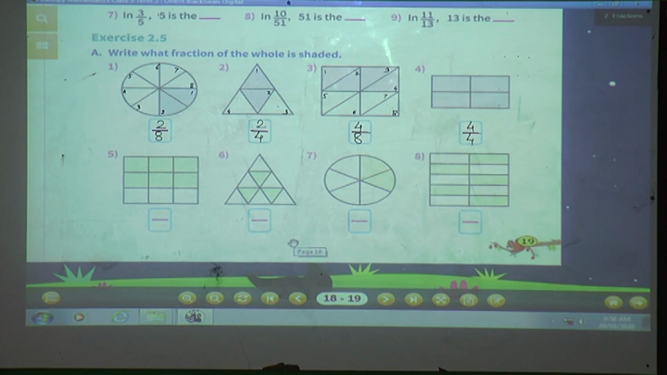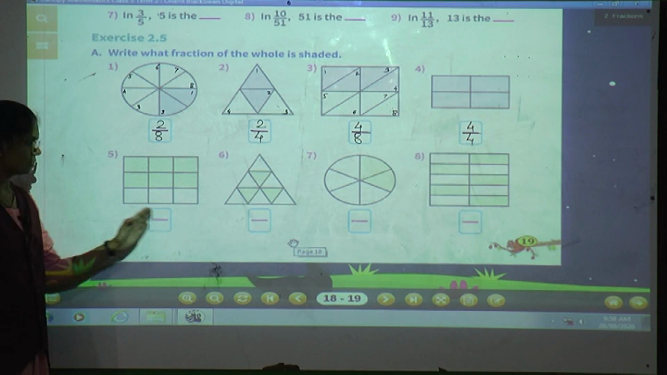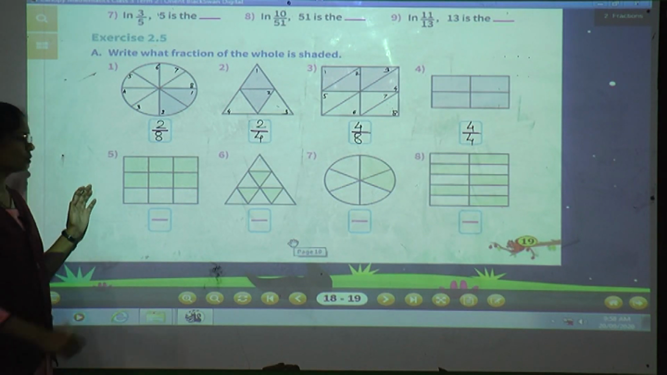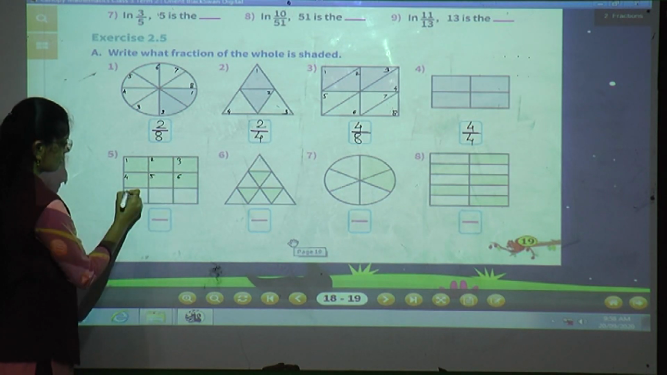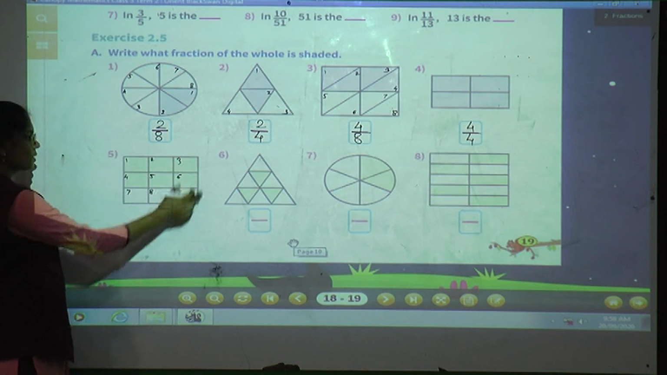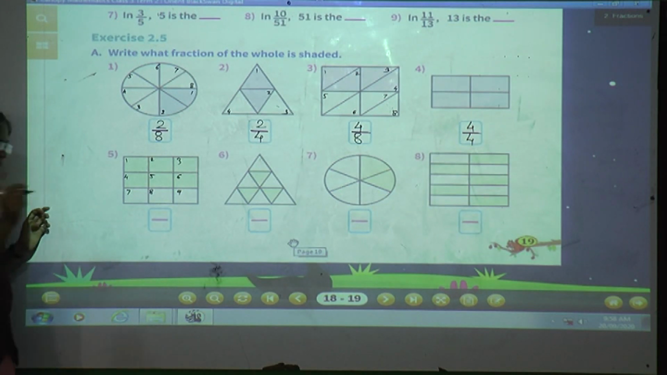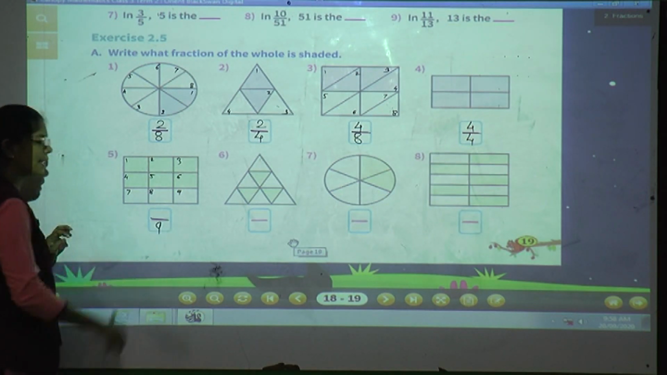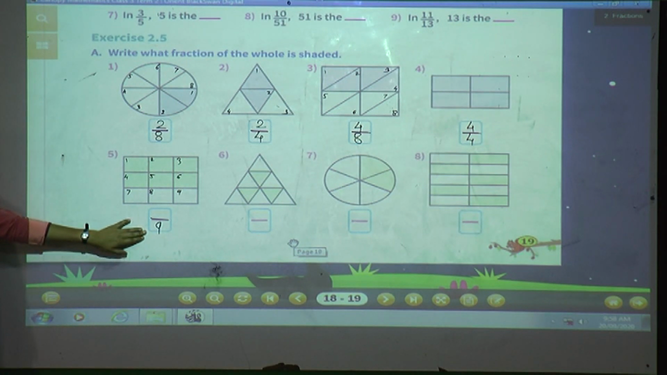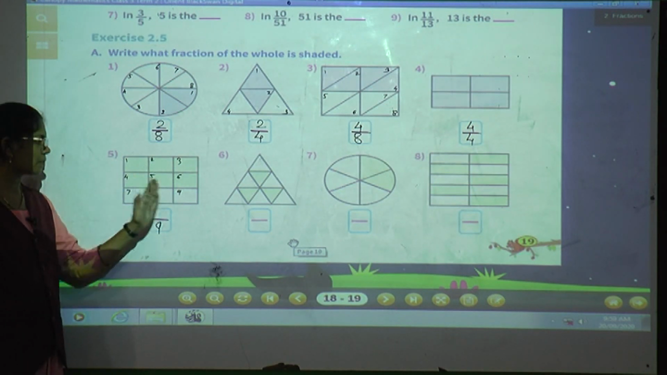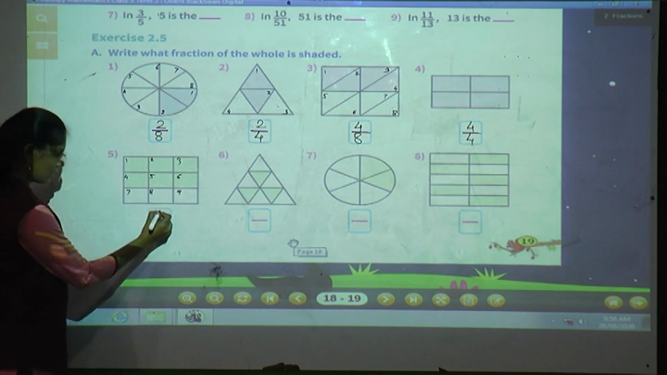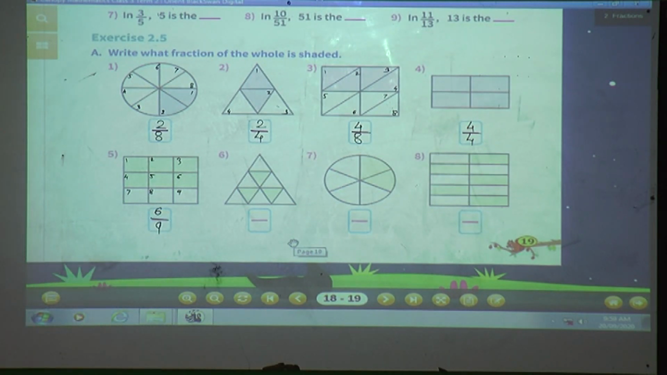Okay. Then next. See this square. This square is divided into how many parts? 1, 2, 3, 4, 5, 6, 7, 8, 9. This whole is divided into 9 equal parts. So here at denominator place we will write 9. Now we have to write the numerator. Numerator means shaded part. Okay. How many shaded parts are there? 6 shaded parts are there. So the fraction is 6 by 9.